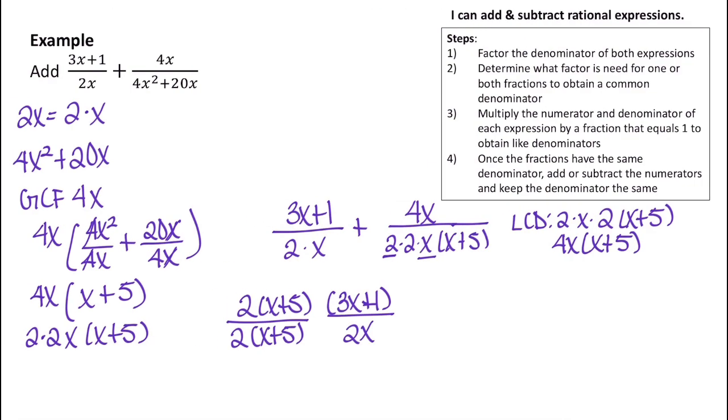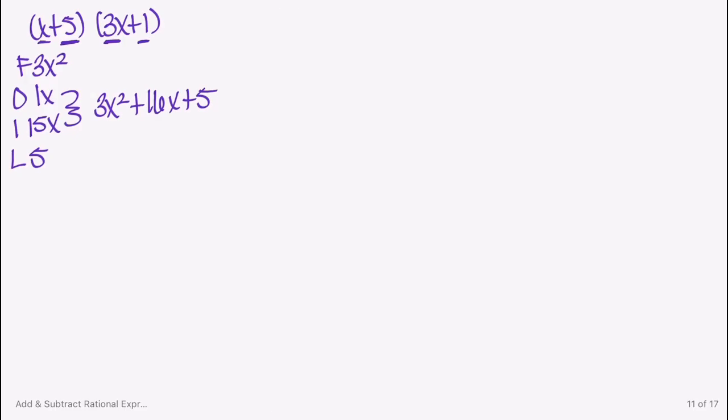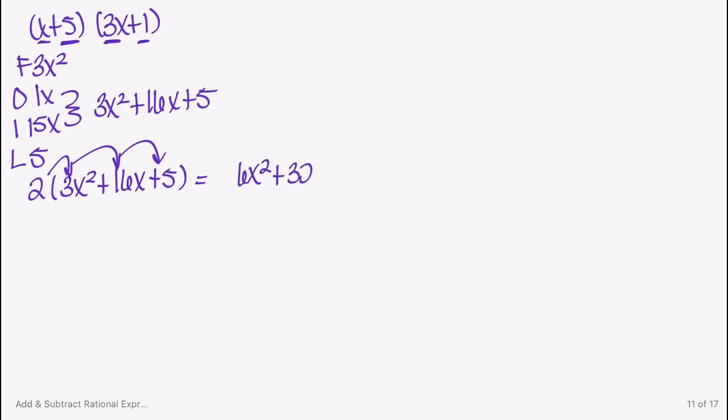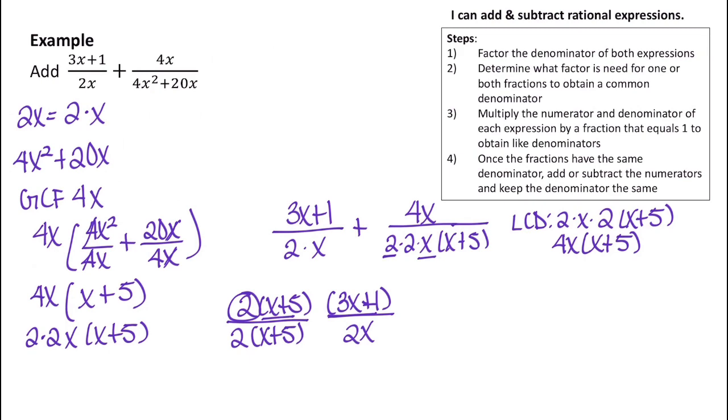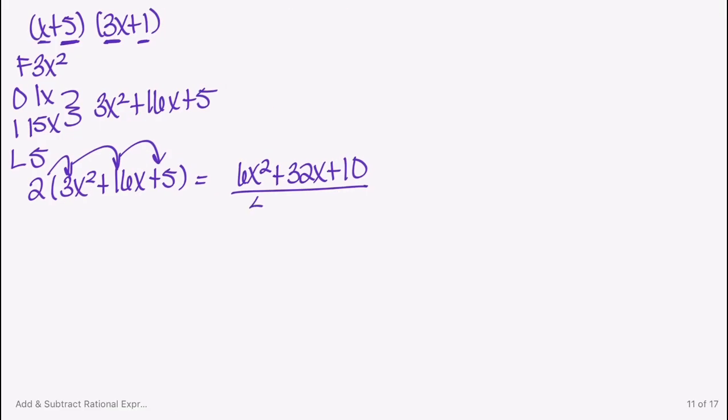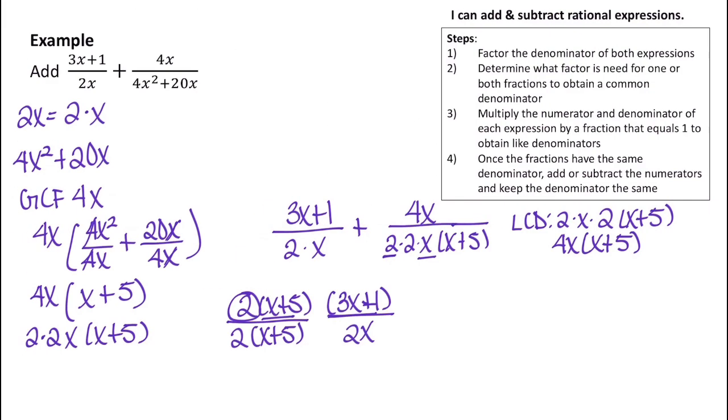So remember that we're not just multiplying x plus 5 and 3x plus 1. We also have this 2 in front. So I'm going to also take this expression and multiply it by 2. And so when I do that, I'm going to distribute that 2 to every term. So that gives me 6x squared plus 32x plus 10 over, now we have our common denominator, that 4x times x plus 5.